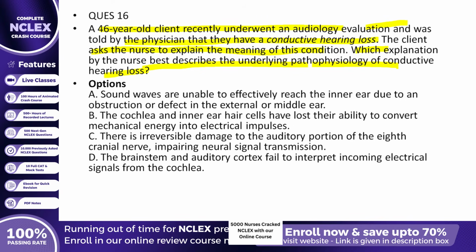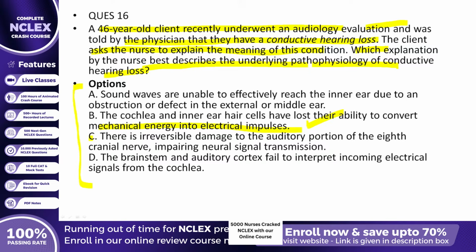Here are the choices. Option A states that sound waves are unable to effectively reach the inner ear due to an obstruction or defect in the external or middle ear. Option B suggests that the cochlea and inner ear hair cells have lost their ability to convert mechanical energy into electrical impulses.